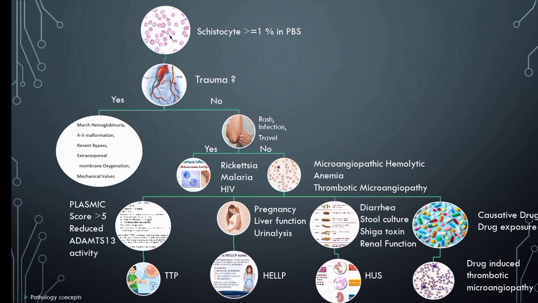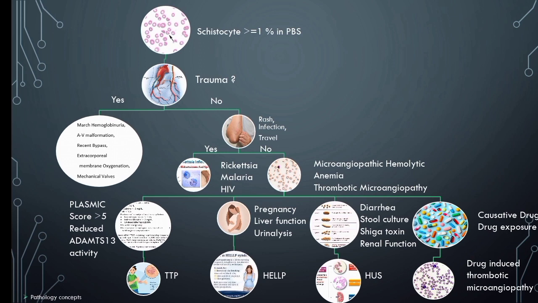Other microangiopathic hemolytic anemia syndromes include HELLP and DIC. HELLP is hemolysis, elevated liver enzymes, and low platelet count. It occurs in pregnancy. The LDH to AST ratio is low. Hepatic involvement is high.